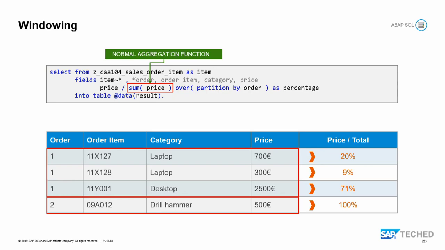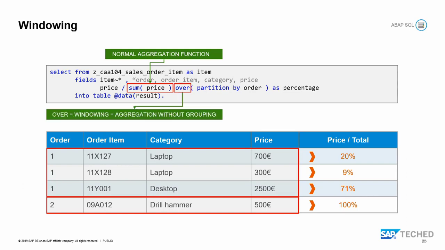Then we have the fields, and then we have the sum. So this sum, it's a normal aggregation. So we could group by and apply our order definition. However, here, this sum is followed by the over statement. So it means that I would like to apply this specific rule to this sum.